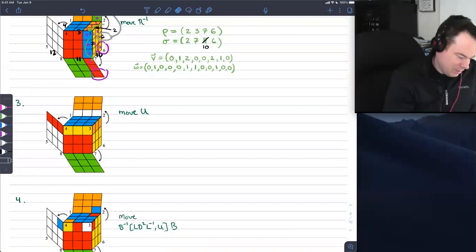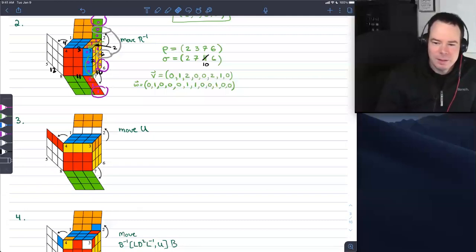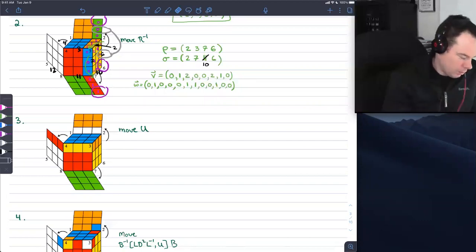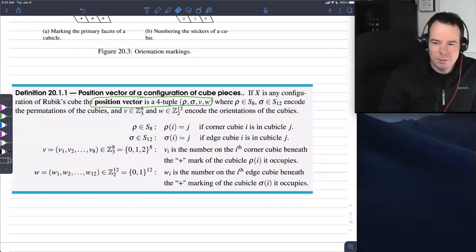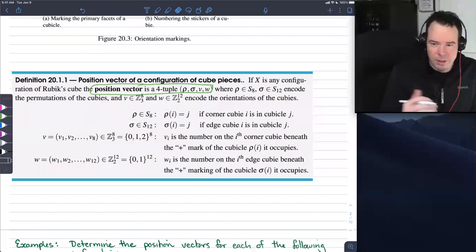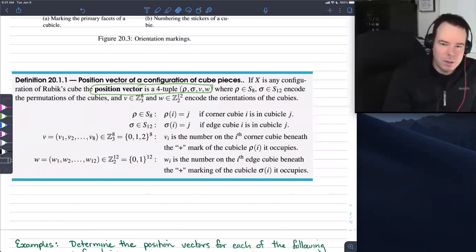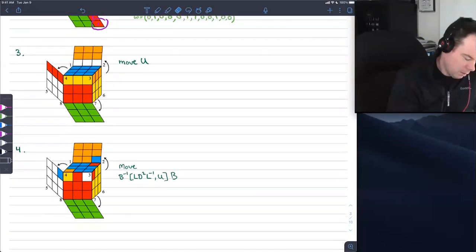Okay, so we worked on a few examples. Let's do a couple more examples just to get familiar with how to write down what we call the position vector. Let's scroll back up. I call this the position vector, which is the 4-tuple. So it's the position vector consisting of the 2 permutations and the 2 orientation vectors. And the order was corner, edge, corner, edge. So rho was corner permutation, sigma was edge permutation, V was corner orientation, W was edge orientation. So we go corners to edges at each stage.